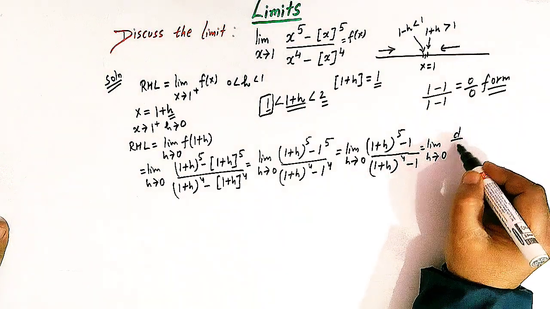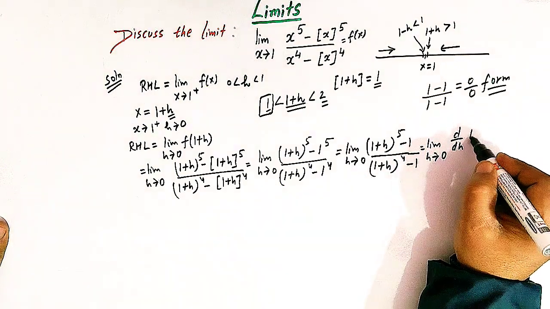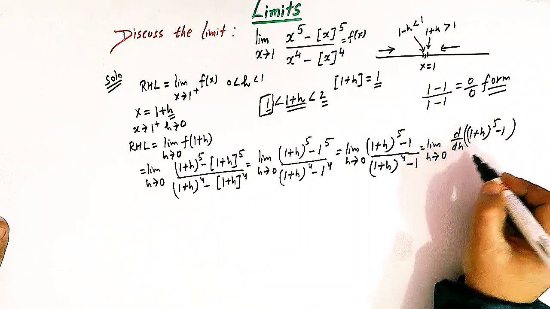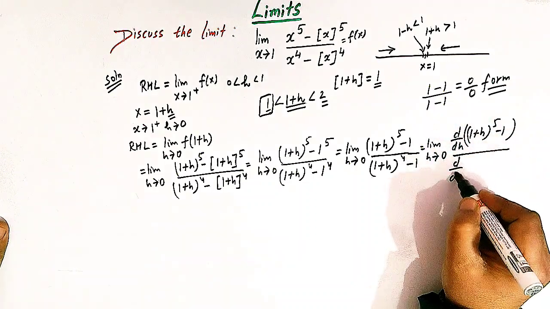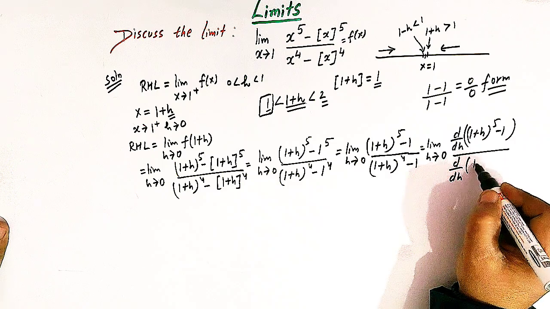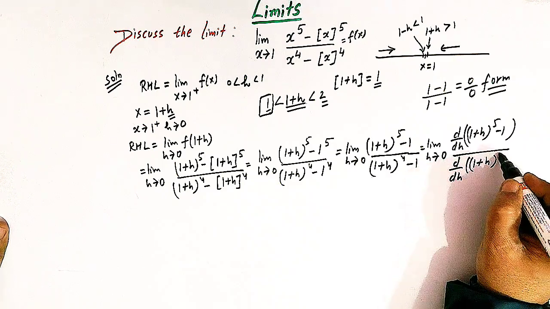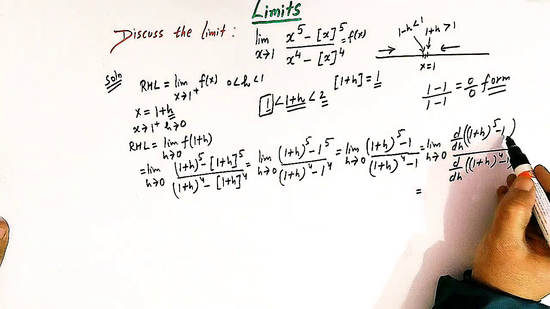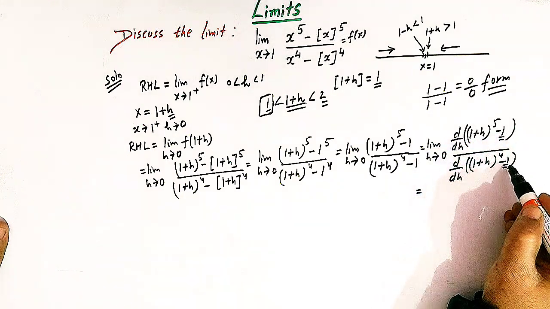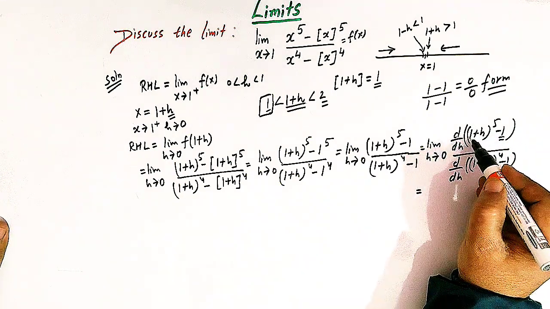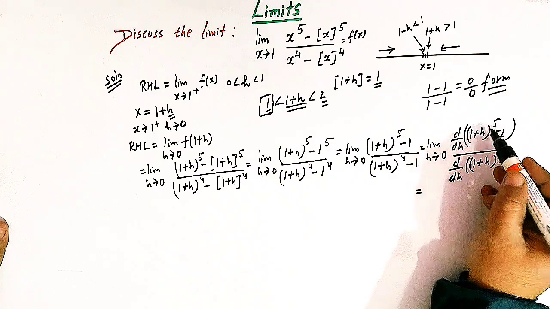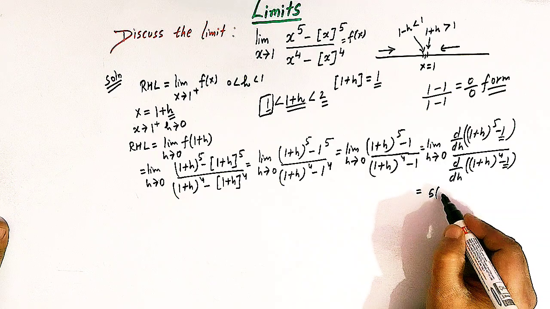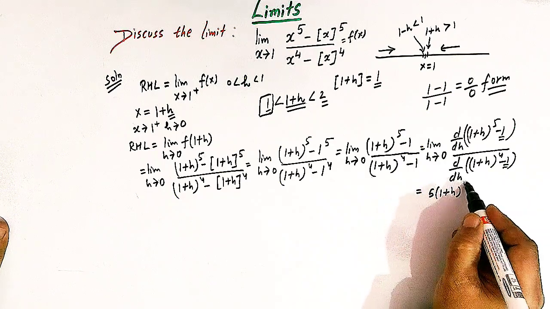So now we have the derivative of (1 plus h) raised to 5 minus 1, and here we have the derivative of (1 plus h) raised to 4 minus 1, right? Okay, so now the derivative of 1 is 0. Here also the derivative of 1 is 0. So the derivative of (1 plus h) raised to 5, by making use of the power rule for differentiation, we have 5 times (1 plus h) raised to 4, right?